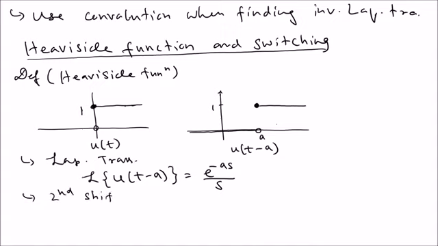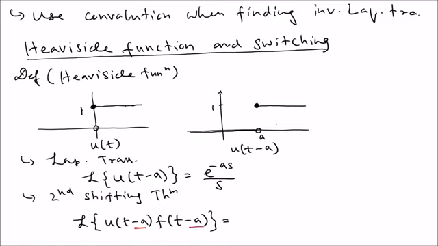And then we also have the second shifting theorem. It says that the Laplace transform of u(t minus a) times f(t minus a), so they have the exact same format, t minus a and t minus a, simply becomes e to the minus a s times the Laplace transform of f(t), F(s). That's what we call the second shifting theorem.